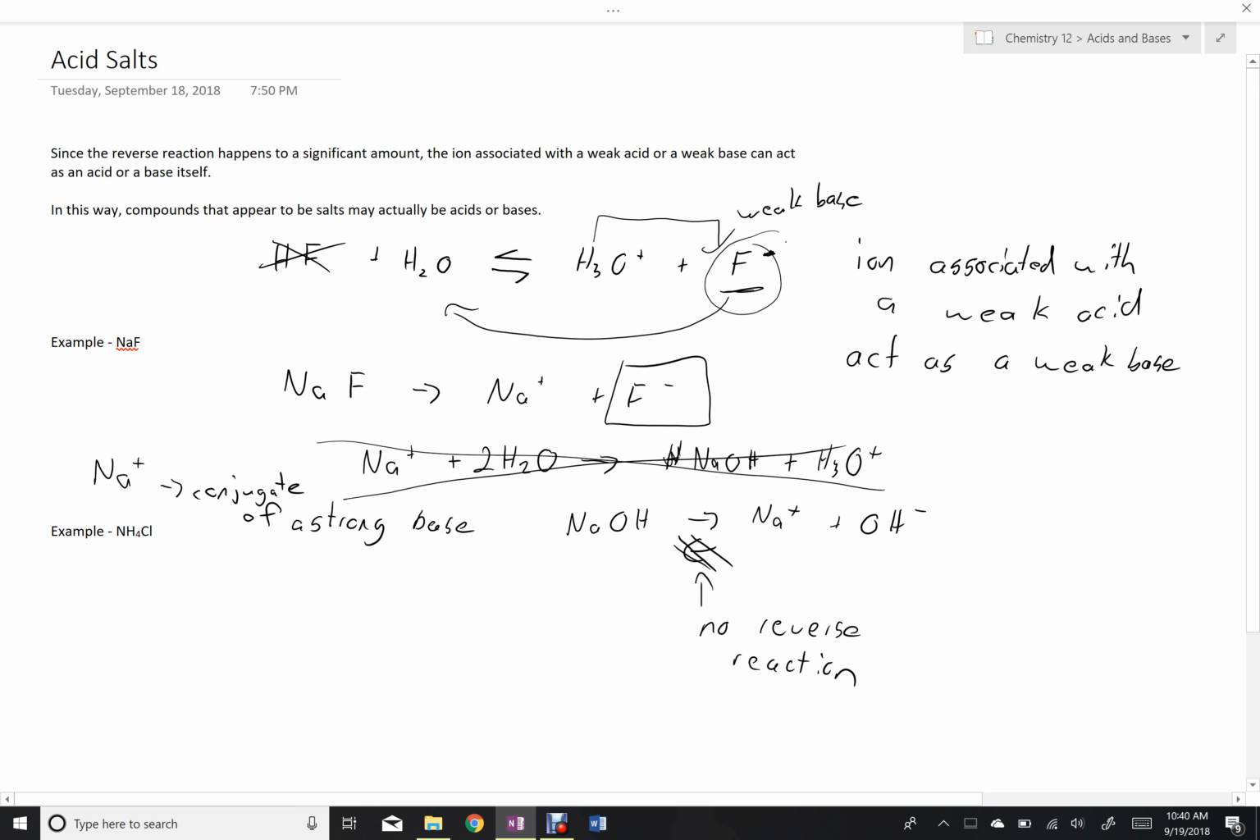Fluoride, on the other hand, is a conjugate of a weak acid. I'm going to do this example a little bit lower. F- is a conjugate of a weak acid, HF. What that means is the reverse reaction is possible.